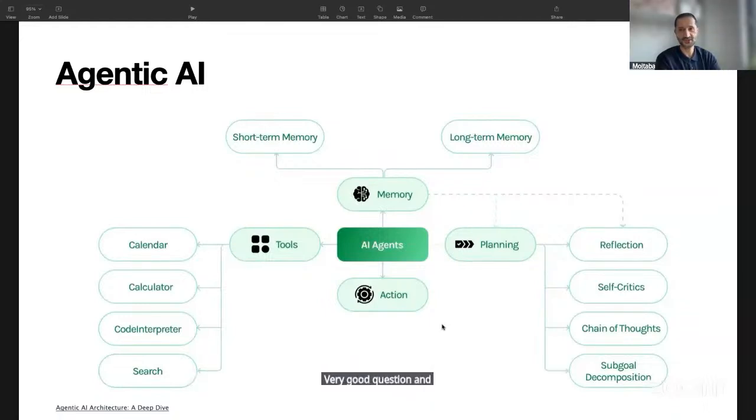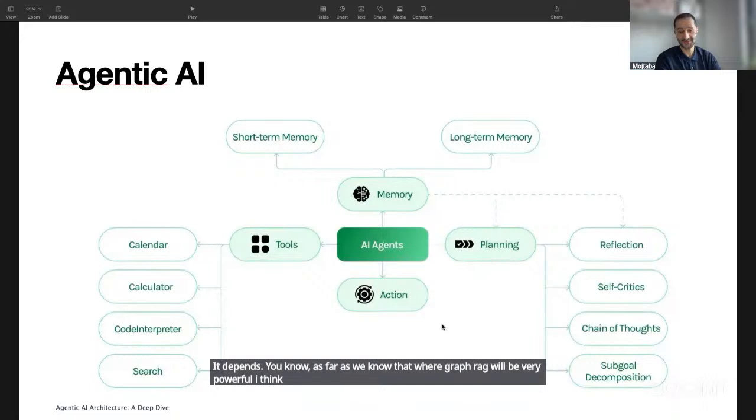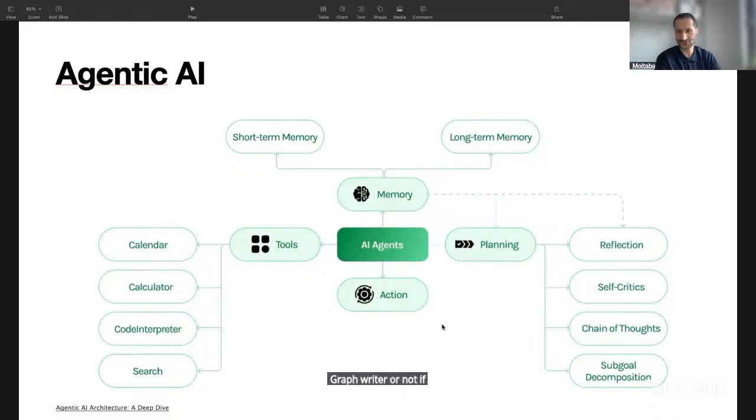I don't have a definitive answer for that. It depends. As far as we know, graph RAG can be very powerful. I think there are two aspects to it. One aspect is that you need to build that ontology. The semantics, no matter whether you're going to use it in a graph RAG or not, if you build that ontology, you're going to gain a lot from that.